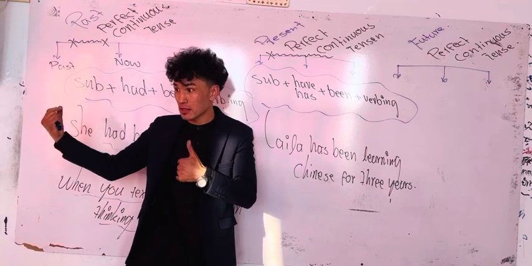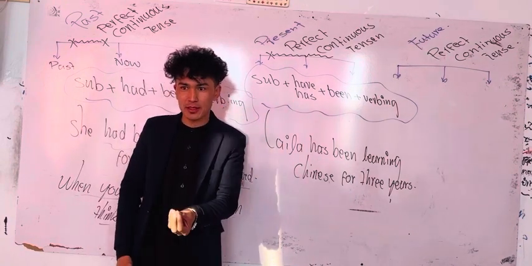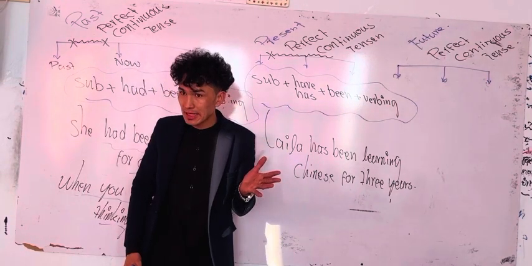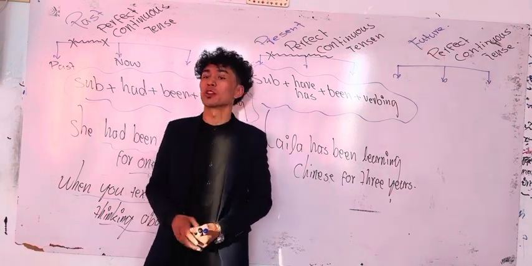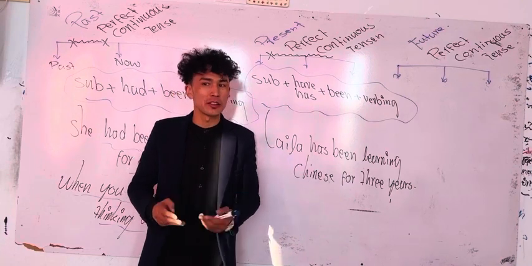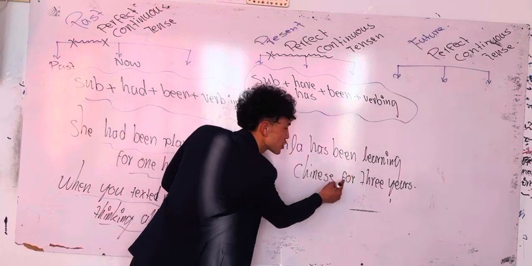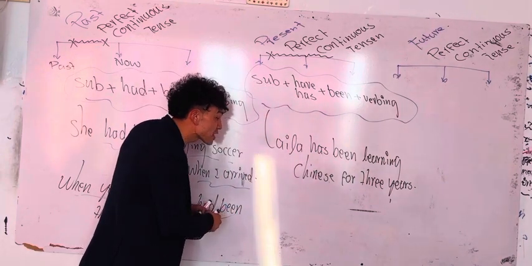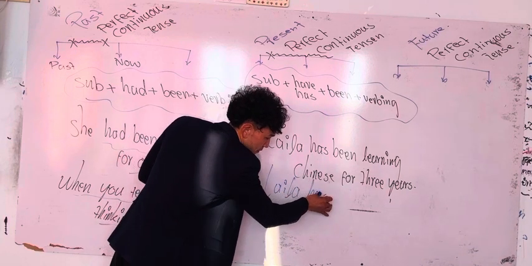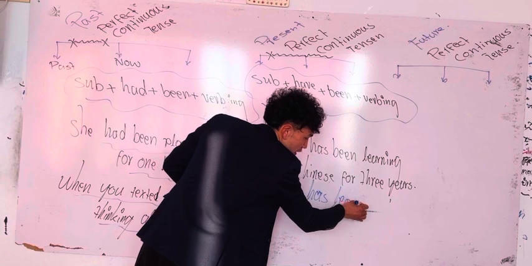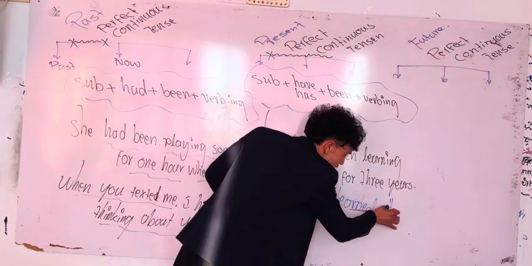Action started in the past, it is going on. I have been in Afghanistan for 12 years. Instead, if I say I have been living in Afghanistan for 12 years, do you find any difference between these 2 sentences? Look, Leila has been learning Chinese for 3 years. Instead, if somebody says, for example, the same girl, Leila has learned. Do you know learned? Yes. Present perfect.